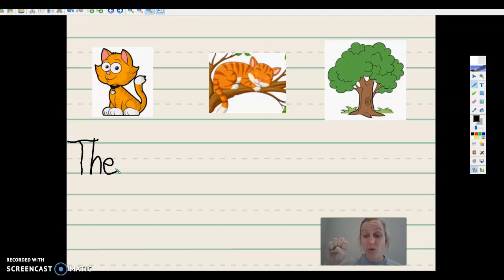Let's count to make sure we know how many words we're using. The cat is sleeping in a tree. We need 7 words, so we're going to need to make sure we put space in between. The. Now this is a cat. Break apart your sounds. K-at. Build it with me. No capital this time because it's not the beginning of the sentence. K-at. You see I'm writing nice and neat and on the line. The cat, finger space, is, that's a sight word from kindergarten that we know, is. Read it again. The cat is.